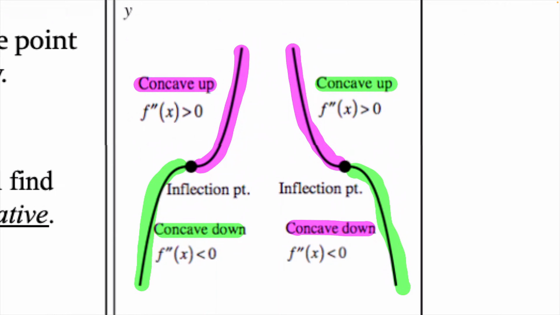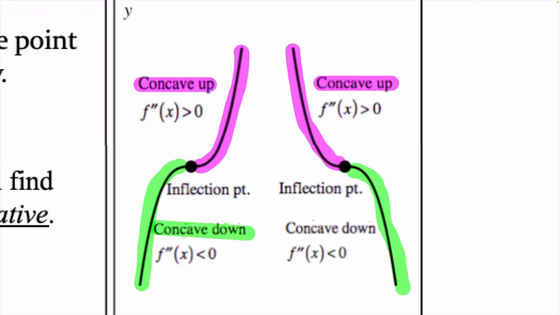Why are they different colors? I color-coded it wrong. Everywhere it's concave up should be the same color. And this should be, no, that's right. This should be the same color. Okay.